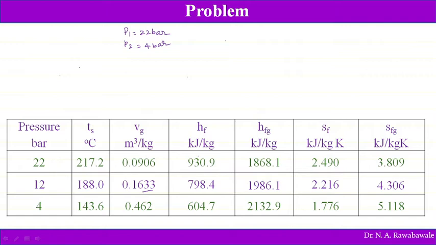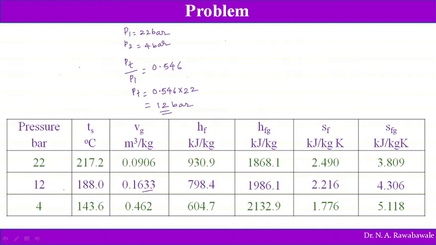Now after that we have to find out pressure at throat. PT divided by P1 is equal to 0.546. That is, PT is equal to 0.546 into pressure P1, which is 22, and on simplification we get this as 12 bar. So pressure at throat is 12 bar.